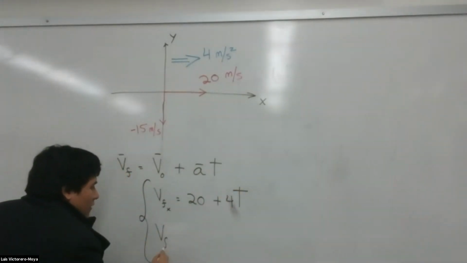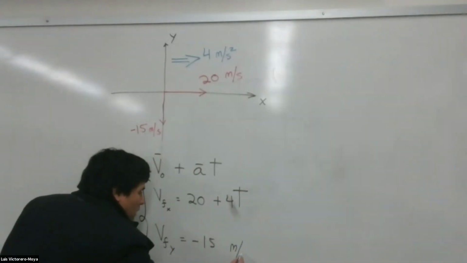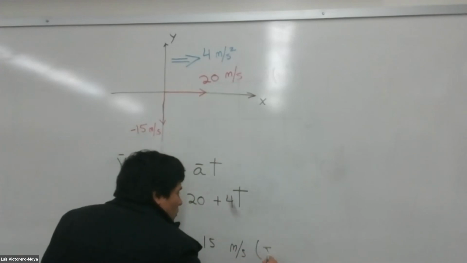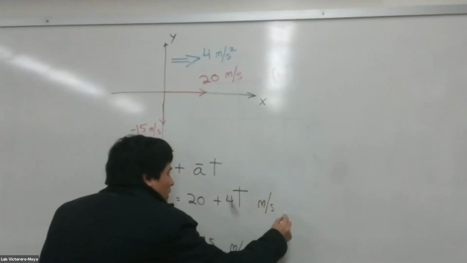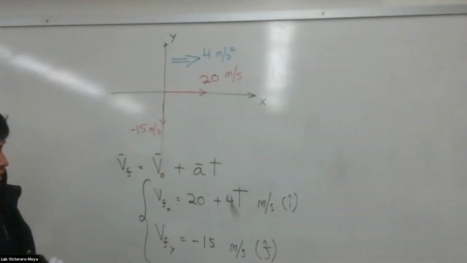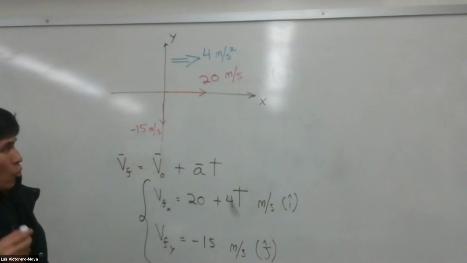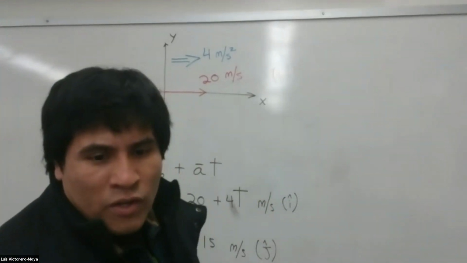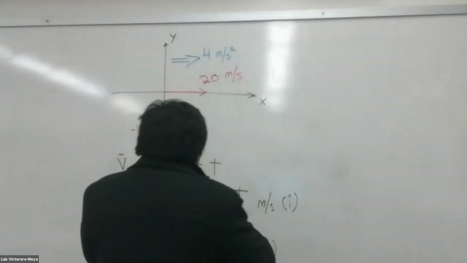V final on y is still negative 15 meters per second on the y direction, and this will be meters per second on the x direction. That's what you want to write. And then you can evaluate for some given time, right? What will be the velocity? That's what they ask you in the second question, right? Actually, well, you want to write it in vector form.